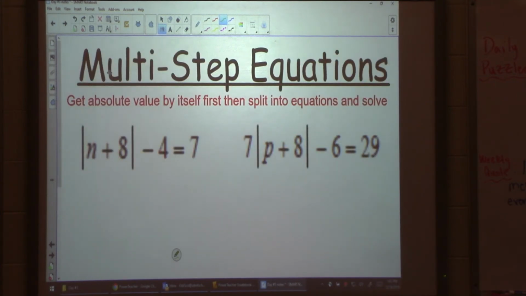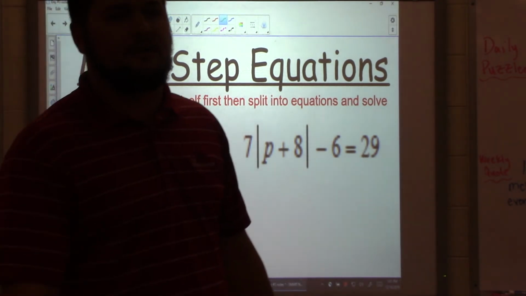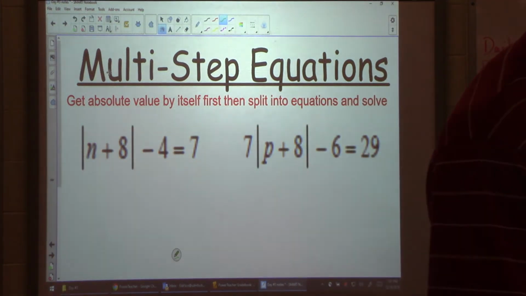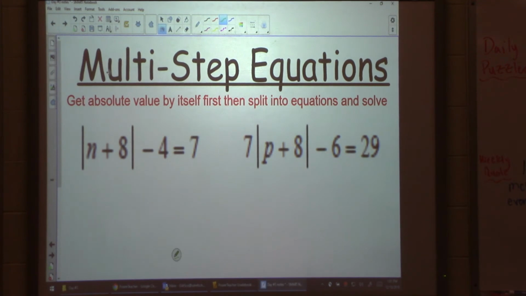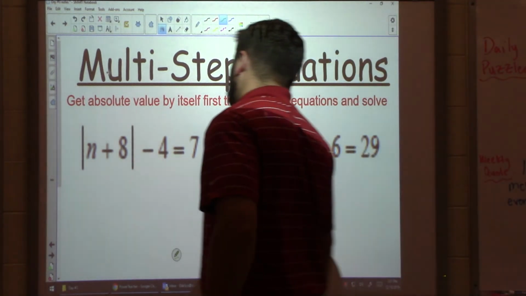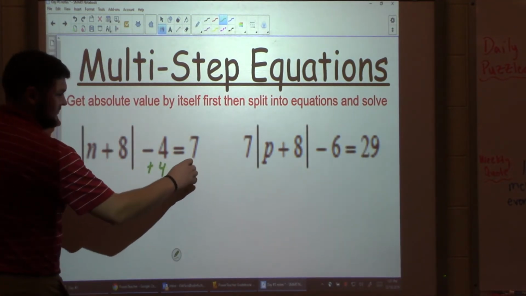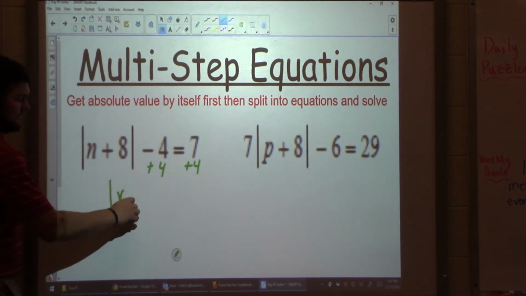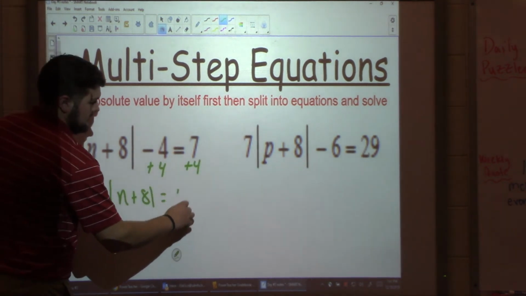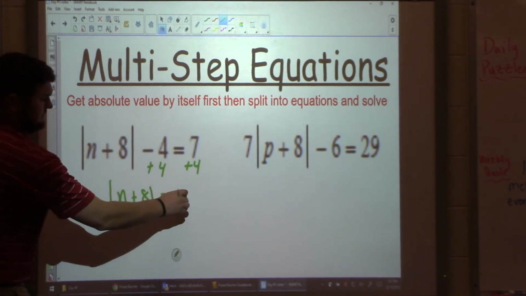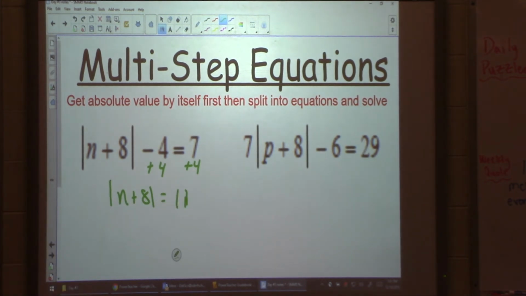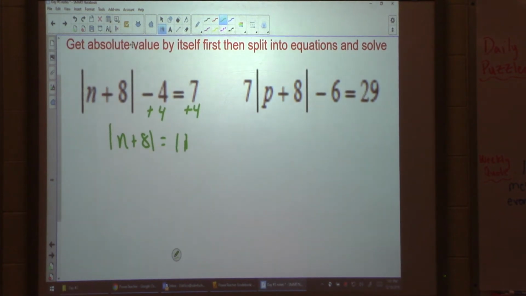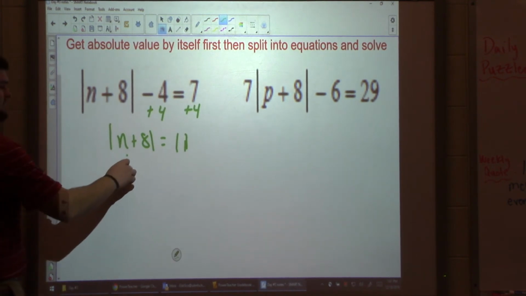Alright, absolute value of n plus 8 minus 4 equals 7. Is that absolute value all by itself? No, we need to get it by itself. So what do we need to do? Add 4. Very good. Absolute value of n plus 8 equals 11. Is that absolute value by itself? Yes, so now we can split it and solve each piece.